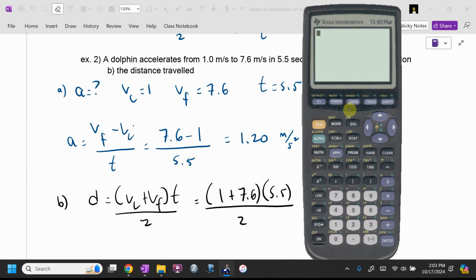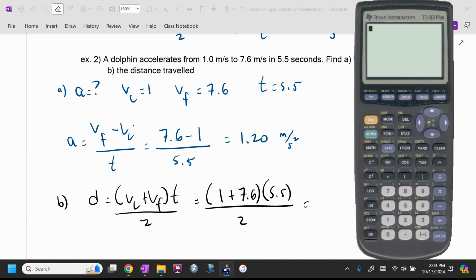Steve, do you have the fraction button on your calculator? Sorry? Do you know if you have the fraction button? Okay, we're going to pause right now. You were away for this.